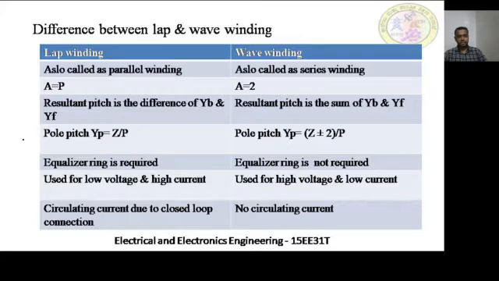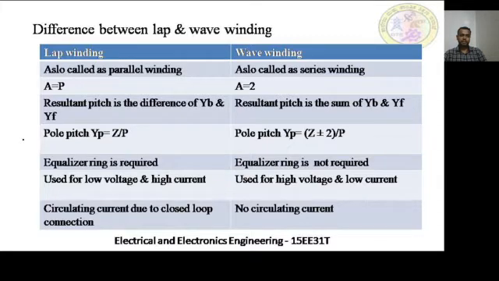The next point, equalizer rings are required in case of lap winding. Why do we need equalizer rings? Because, as we know, the number of parallel paths is equal to the number of poles. Hence, in order to balance the parallel currents, we go for equalizer rings. In case of wave winding, equalizer rings are not required at all.